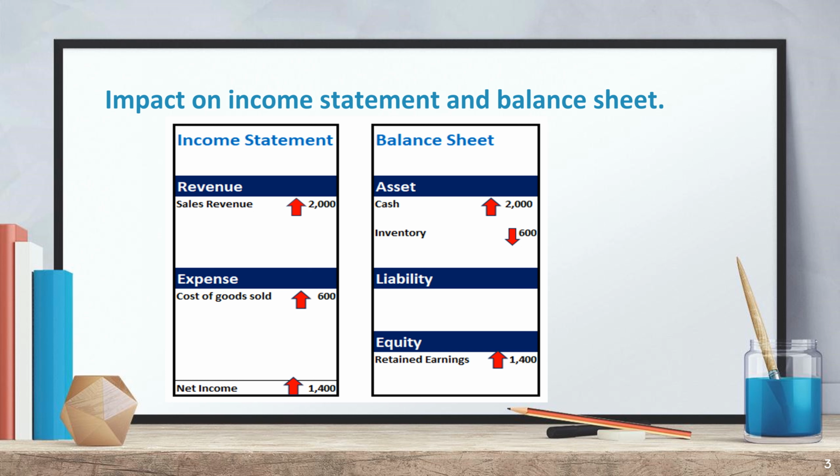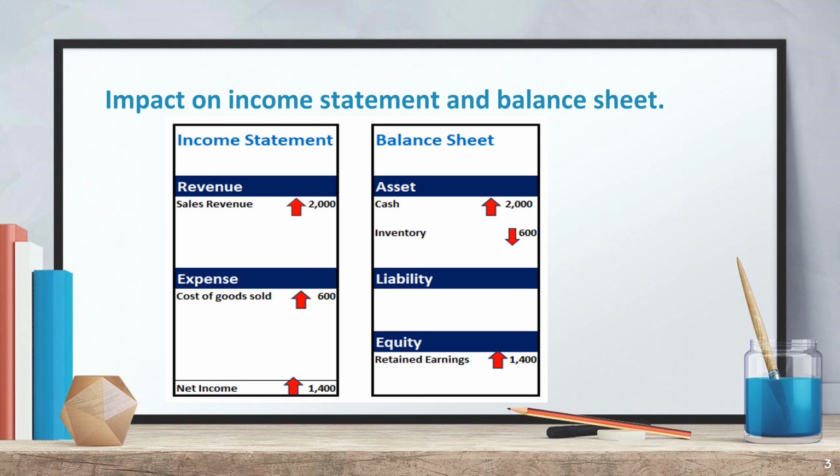By debiting the cash account for $2,000, we're increasing the cash balance. The credit entry to inventory for $600 reflects a decrease in the value of the inventory. Additionally, the credit to sales revenue increases the equity section of the balance sheet.